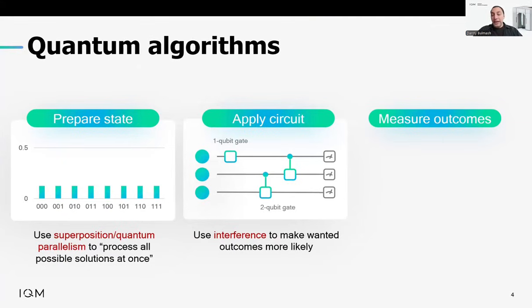We learned yesterday what quantum circuits were. There's some series of gates. Maybe they're 1-qubit gates, like the X gate or the H gate.